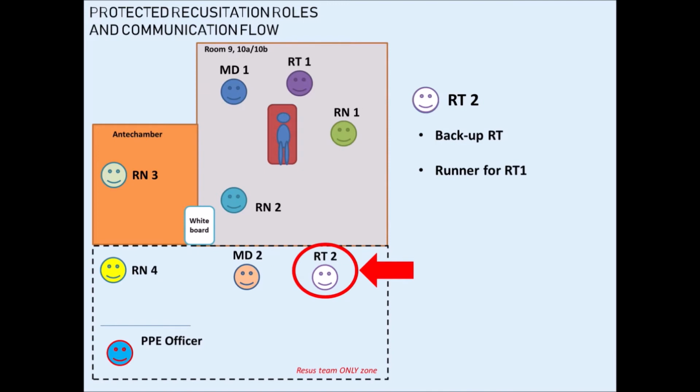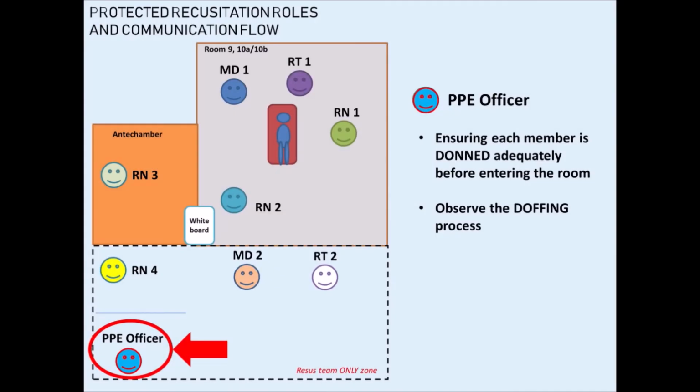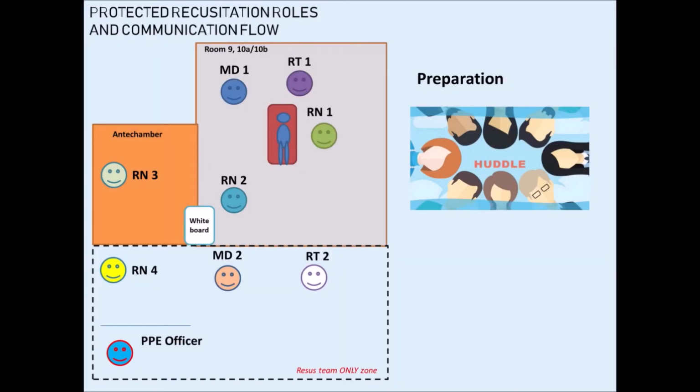MD2 is also available for discussion on case management with MD1 as needed. RT2 will remain outside the room and help to provide any assistance or equipment required by RT1. The PPE officer will have the sole job of ensuring each member is donned adequately before entering the room. They will also observe the doffing process. They will not assist with any other nursing duties. As part of preparation, a team huddle should be performed to assign roles, don PPE, and bring basic medications such as the COVID intubation kit into the room.